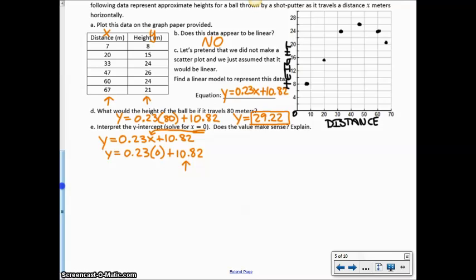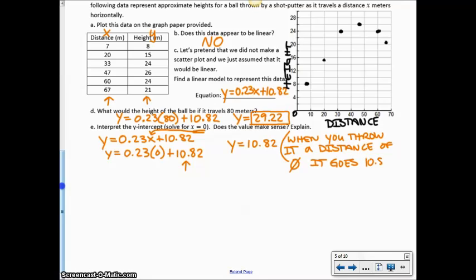Okay, so I've got y equals 10.82. Okay, so does this make sense is what it's asking. So it's saying when you throw it a distance of 0, okay, you didn't throw it at all, you threw it a distance of 0, it goes 10.82 meters high.